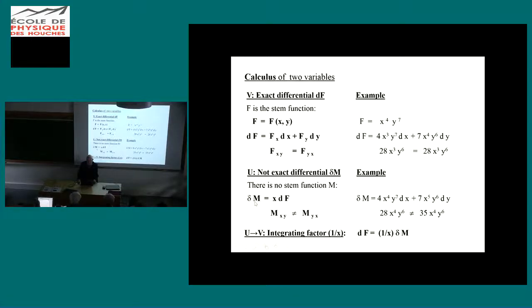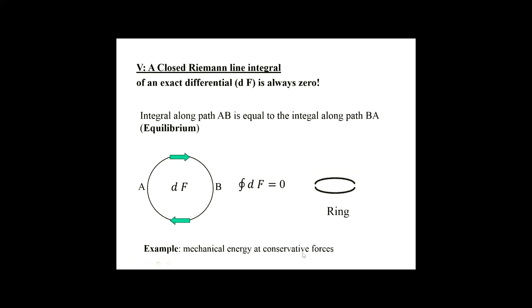We may reverse this equation and write df equals 1 over x dm. This means a not exact differential form may be transformed into an exact differential form by an integrating factor of 1 over x. So far about calculus of differential forms. I'll come back to this later.